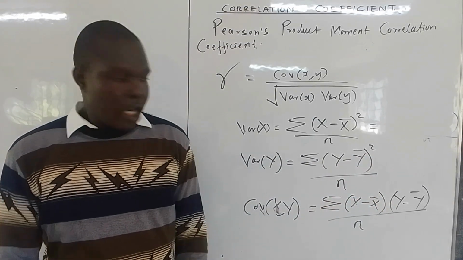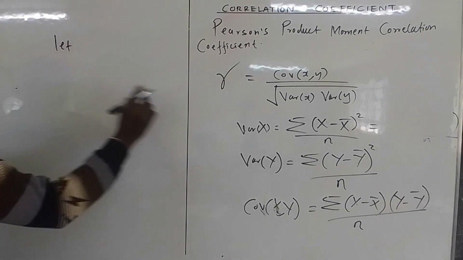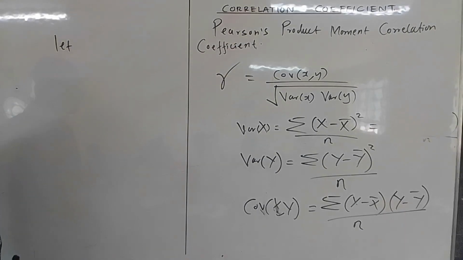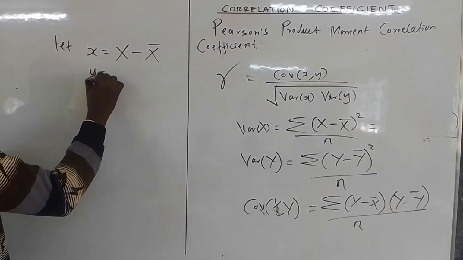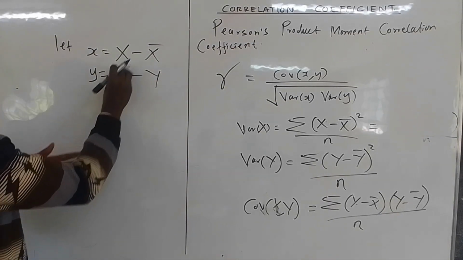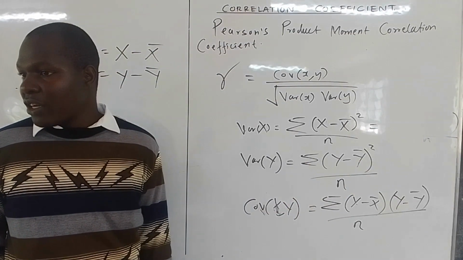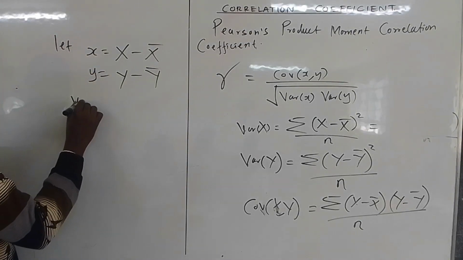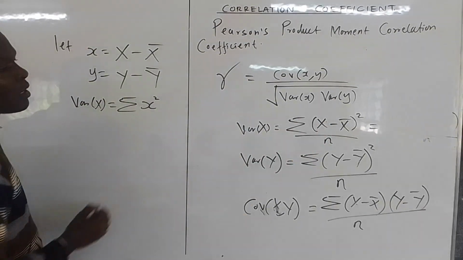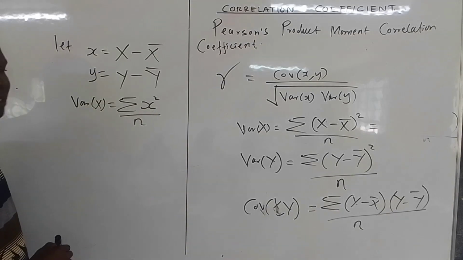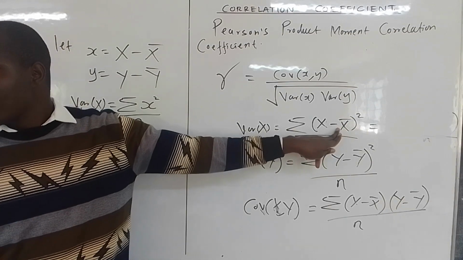Now from here, let x minus its mean, capital X minus x bar, be denoted by small x, and capital Y minus y bar be denoted by small y. So what are we going to have as the variance of x? The variance of x is the summation of small x squared over n, because x minus x bar is small x.